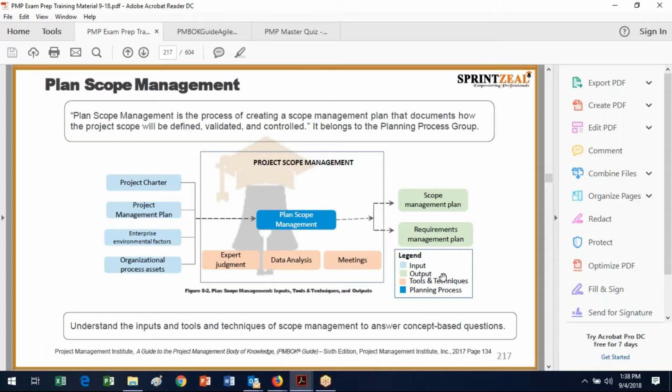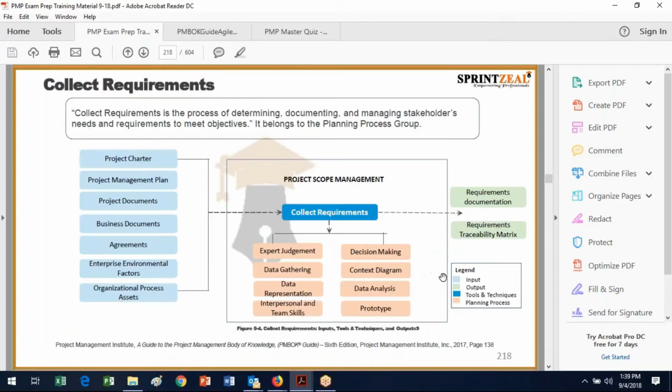So there's an actual name for this, collect requirements. This is one of the 49 processes. Our inputs include the charter, and remember, that has the high-level requirements in it, so that gives us a good place to start. We've got the project management plan. We've got the project documents, which include that requirements document that came out of the last process. So you have the requirements management plan, which is one of the project documents and will help you collect requirements because now you've planned for how to do it. You've got any business documents, agreements, your external issues like your EEFs, and your organizational process assets, your OPAs.